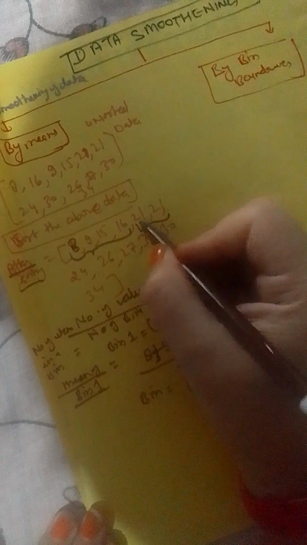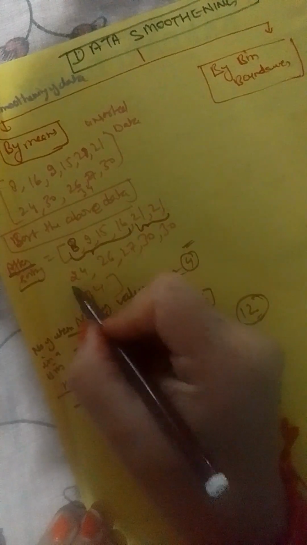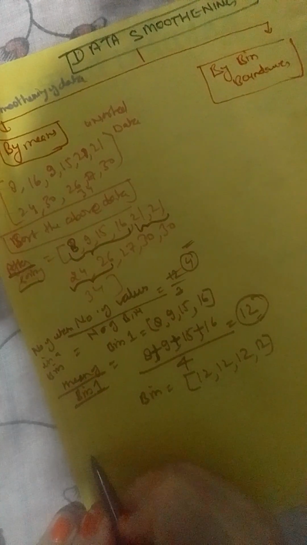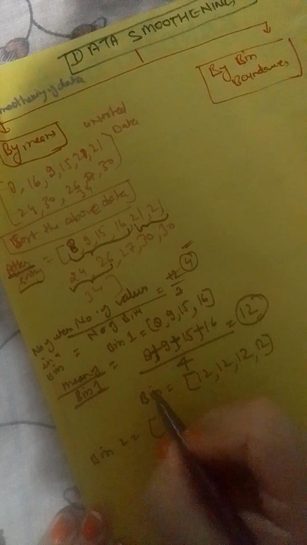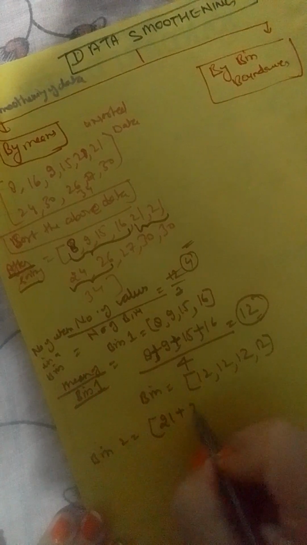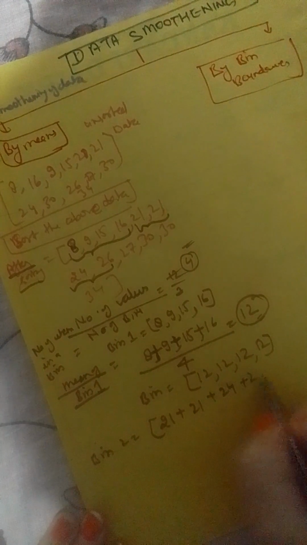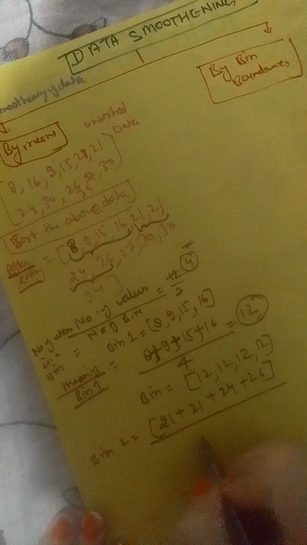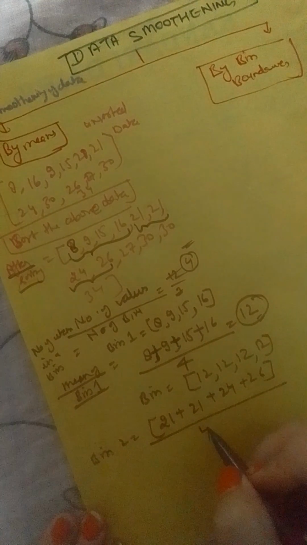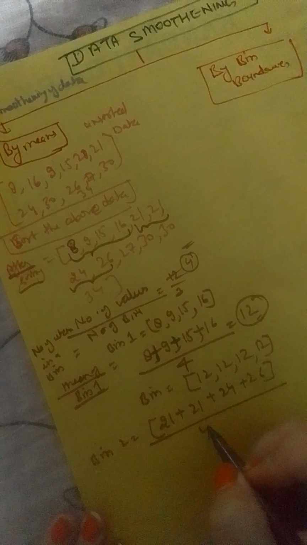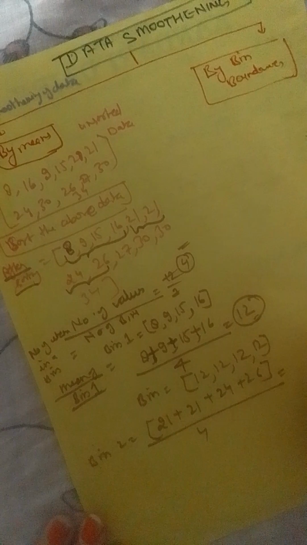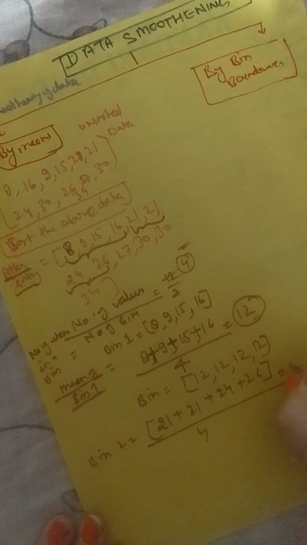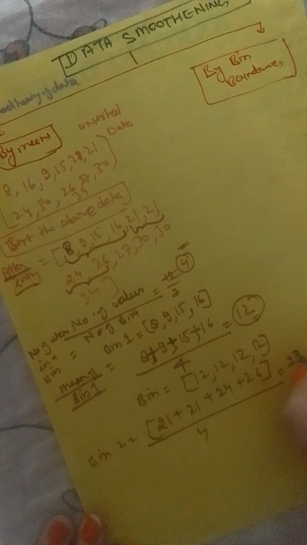Now we'll take the second bin, which contains 21, 21, 24, 26. So in bin 2 we calculate 21 plus 21 plus 24 plus 26 divided by, of course, 4. Fine. So what will come? It will produce 23. Fine.